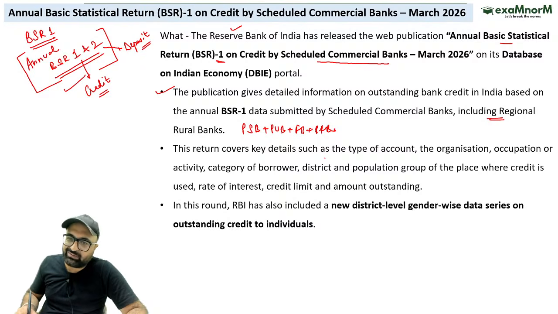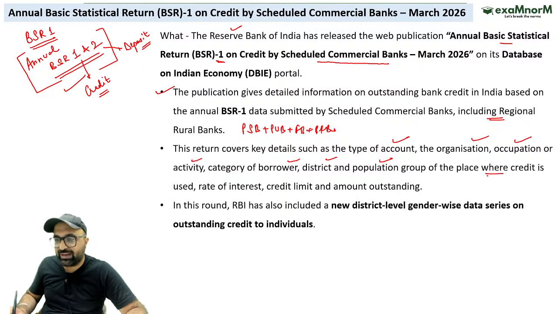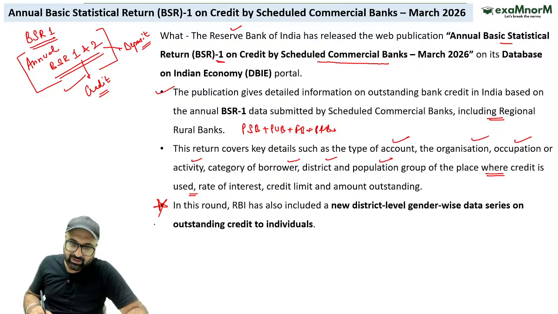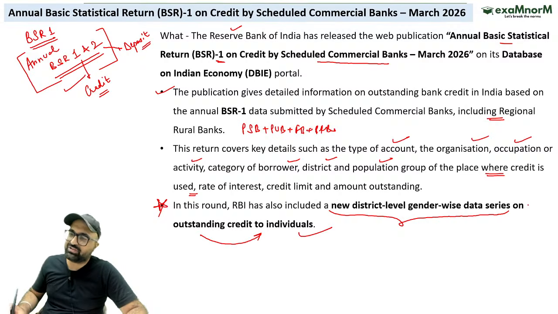So this return covers the key details, that what are the different types of loan accounts, what are the different types of organization they are borrowing, for what occupation or activity they are borrowing, category of the borrower, district and population group of the place where credit is used. Along with this, in the recent round, RBI has included the new district level gender-wise data series on the outstanding credit to the individual, which is really very important.